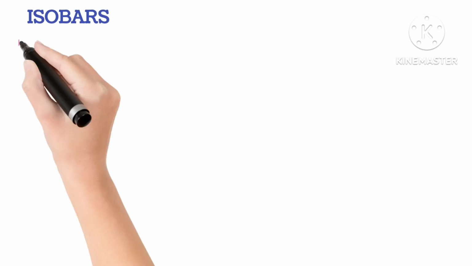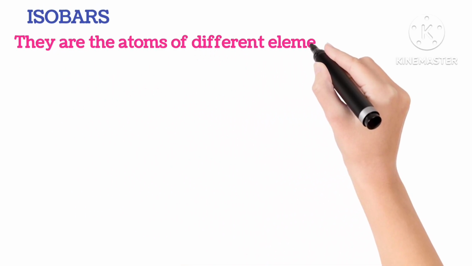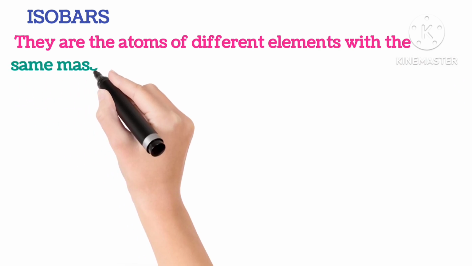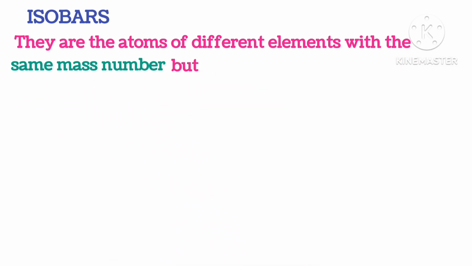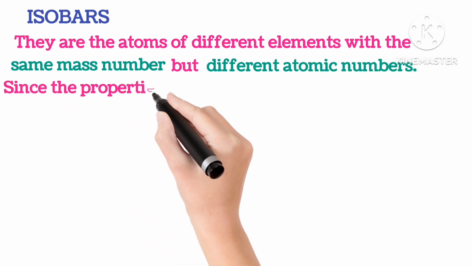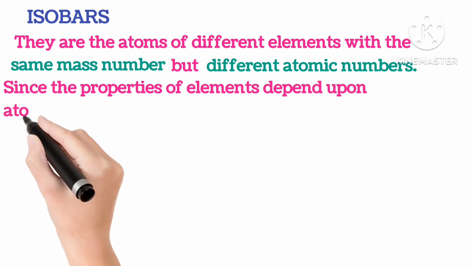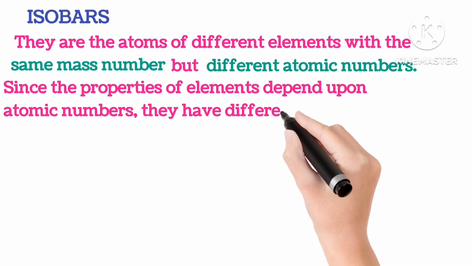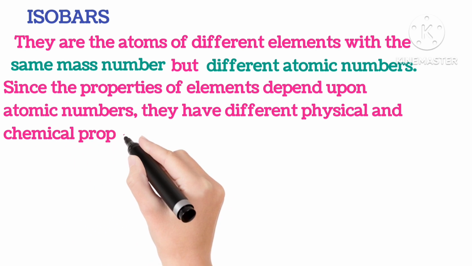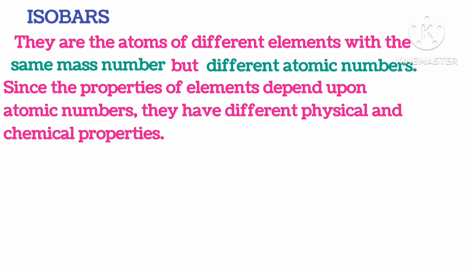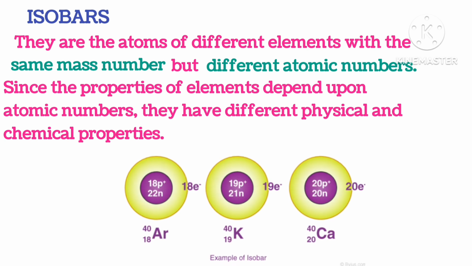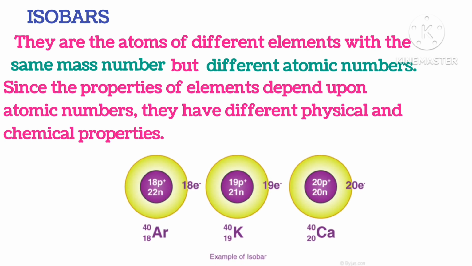Isobars. They are the atoms of different elements with the same mass number but different atomic numbers. Since the properties of elements depend upon their atomic number, they have different physical and chemical properties. For example, atoms of argon, potassium and calcium all have 40 mass number, but their atomic numbers are different: 18, 19 and 20.